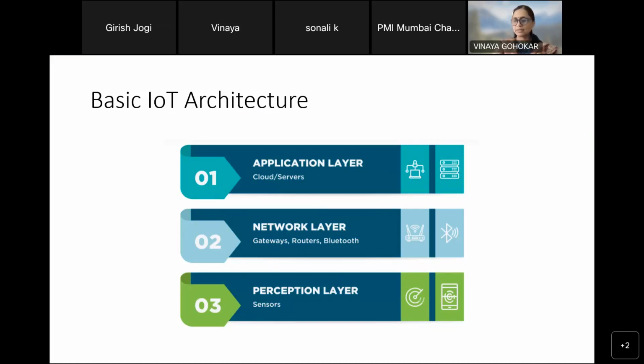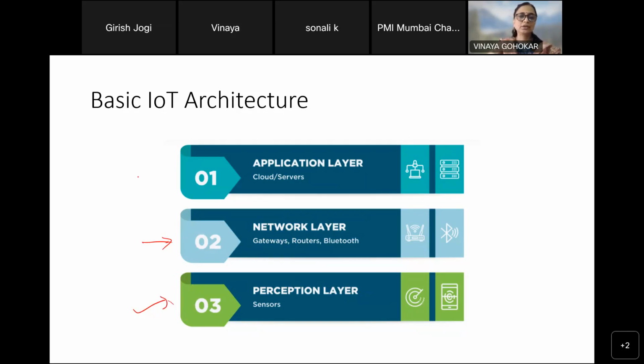But the basic requirement for any IoT development is, first, the perception layer, which is where your things are getting connected, or you are gathering some information about the things. Sensors are the main part of the perception layer. Then the network layer, because these sensors have to communicate the information.